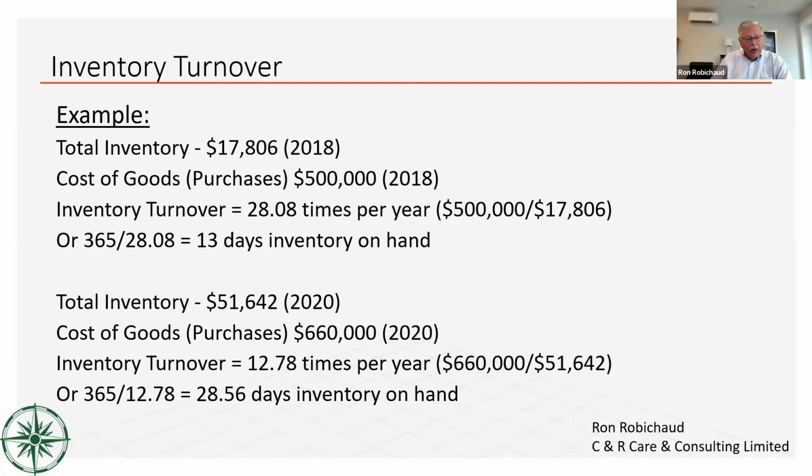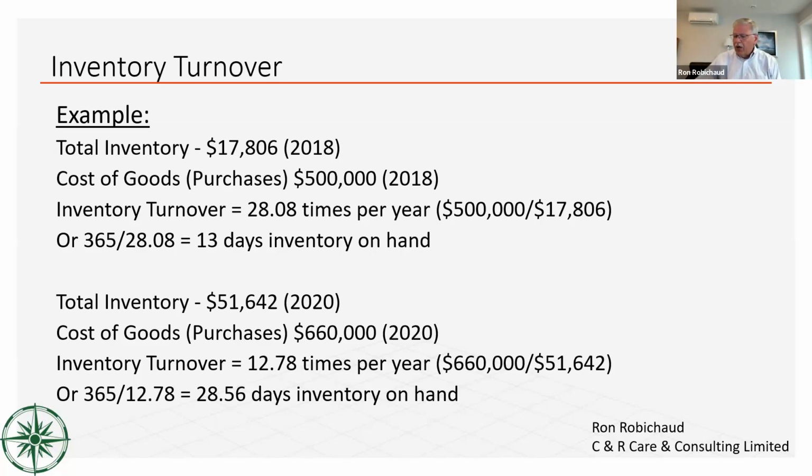Now in 2020, our inventory went up to 51,000. So that's almost triple what we had in 2018. So the turnover is 12.78 times per year, which means we have inventory for about 28 days. Still not bad. But remember, in 2018, we had a net profit of around 10%. In 2020, our net profit was around 3-4%. But in 2019, we had a loss of 3-4%.